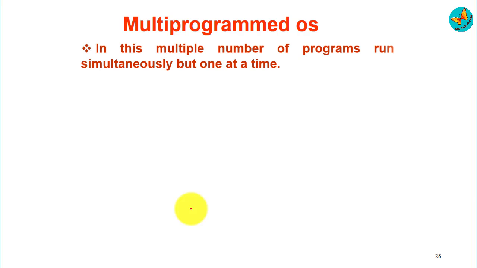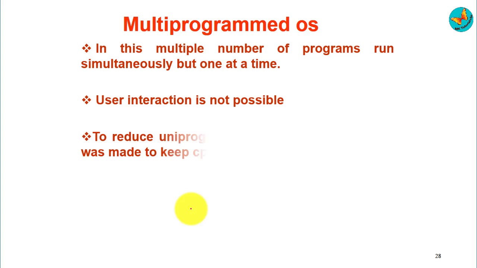Now moving ahead, let us see the multi-programmed operating system. In this, what actually happens is that in our RAM, or our main memory, instead of keeping only one program at a time, multiple programs could be kept there, and they are supposed to be executed one after another. And here, once the user has given the job, user interaction is not possible.